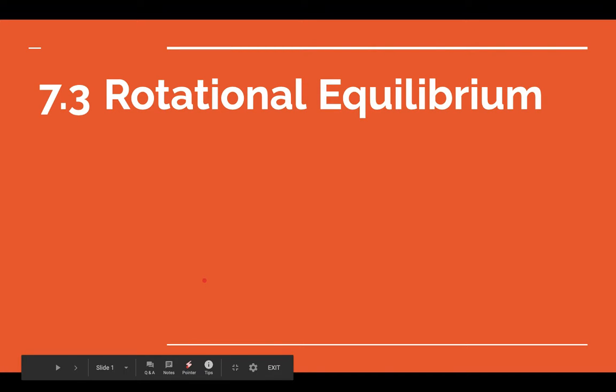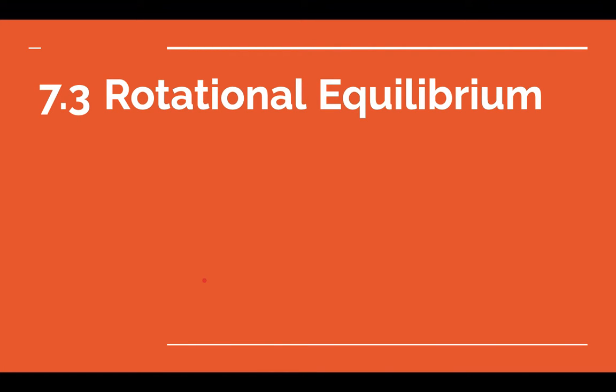So in 7.3, we now look at the special case of rotational equilibrium, just in the same way as in Unit 2, we looked at the special cases of Newton's laws that involved translational equilibrium. So now we'll look at the specific case of rotational equilibrium in order to add an additional condition for overall equilibrium to occur to an object that may be both rotating and moving from one spot to another.